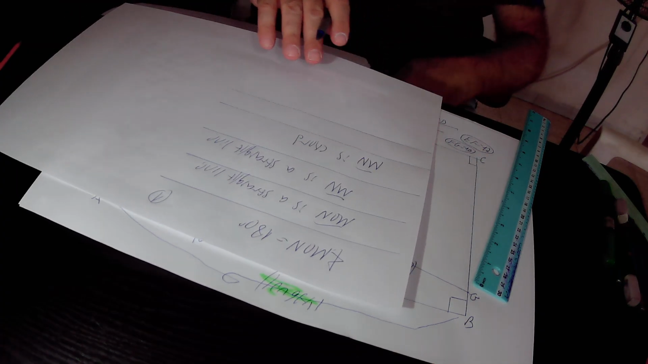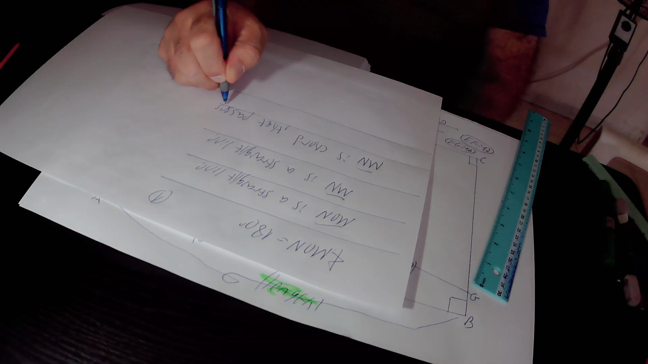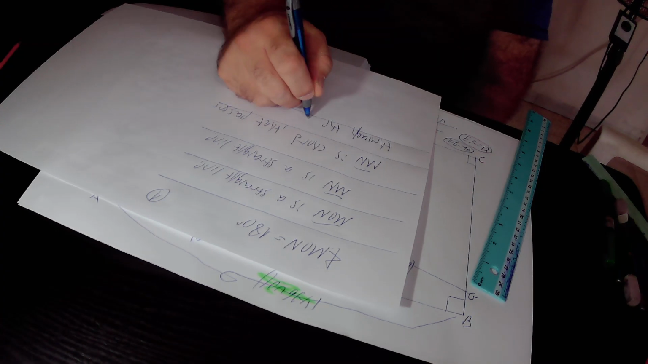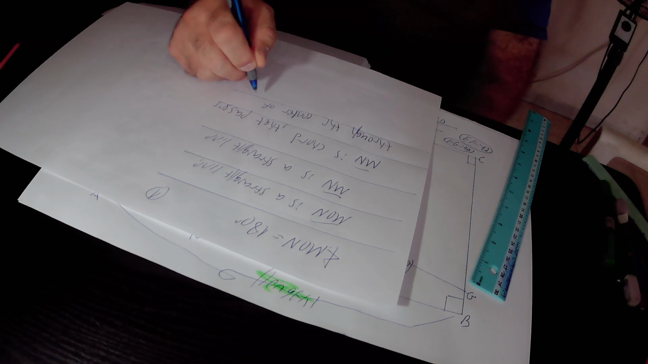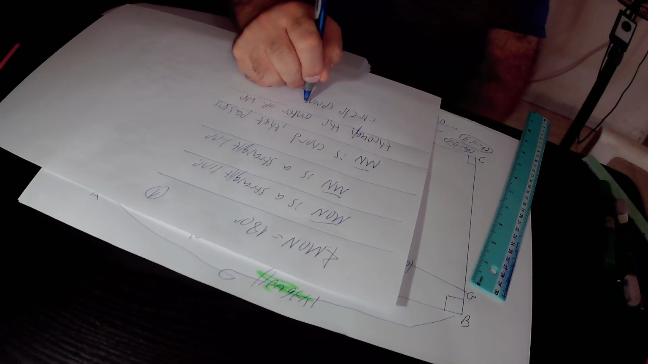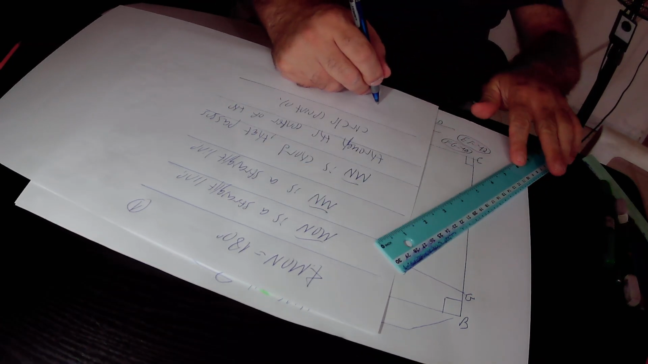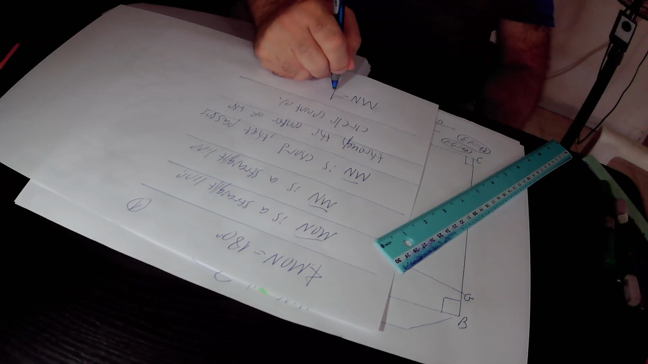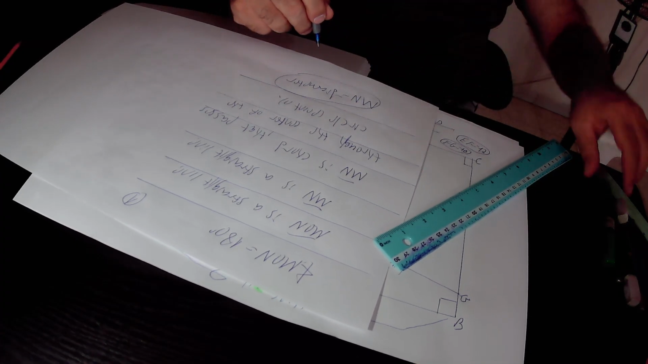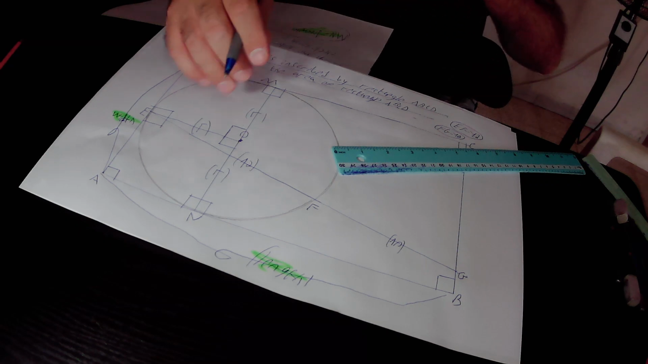So write it down. MN is a chord that passes through the center of the circle, that is actually point O, and therefore MN is the diameter of the circle.